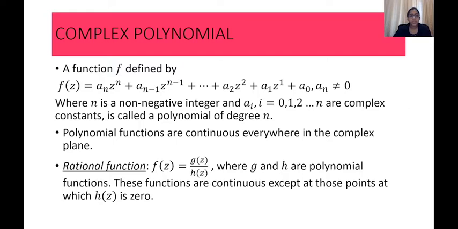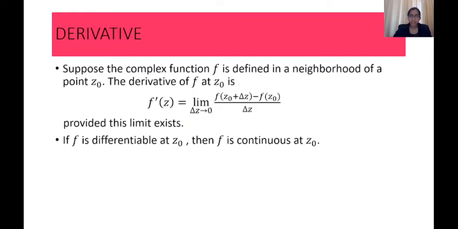Okay, so next we shall move on to the concept of derivatives. That is, suppose the complex function f is defined in a neighborhood of a point z naught. The derivative of f at z naught is given by f dash of z naught, and it is equal to limit delta z tends to 0 of f of z naught plus delta z minus f of z naught, divided by delta z, provided this limit exists. So it is the same as in the case of real, so there is nothing new about it. And again the same thing is applicable, that is, if f is differentiable at z naught, then it is continuous at z naught. So if it is differentiable, the function will be continuous also.